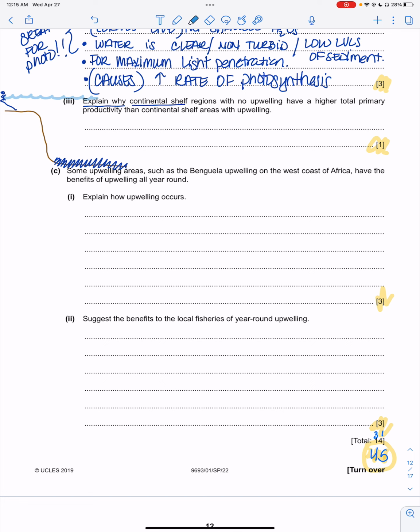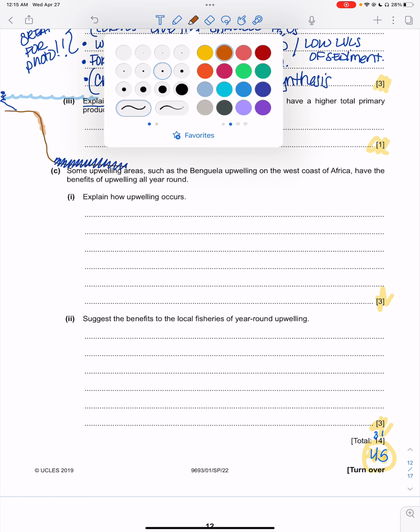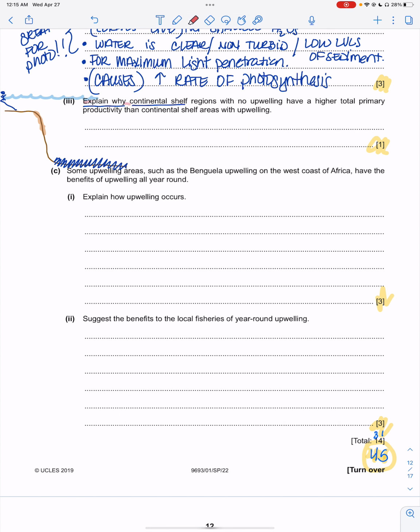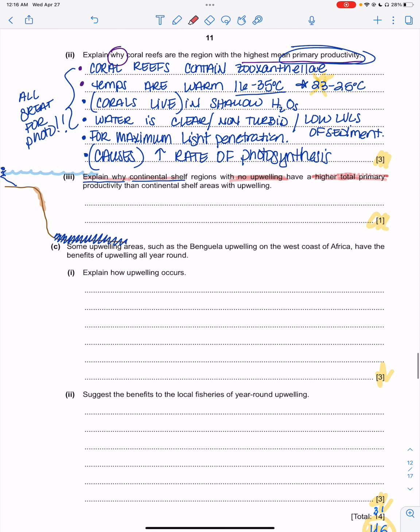Continental shelf is this area. Anyway, but here's no upwelling. Continental shelf, why does it have a higher average primary productivity? So let's look back at the chart that they gave you. Higher total. Let's look at that total, not average. It's not the mean. Where coral reefs had the mean, this is just the total. So it's the other data set compared to a continental shelf with upwelling.